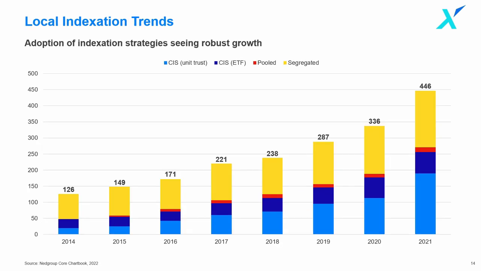Locally, we're seeing the same thing, and this is the adoption of indexation strategies within the South African market across both the retail market, which would be CIS in both unit trust and exchange-traded fund form, as well as in the institutional market, which would be life-pooled and segregated. And you can see the rapid growth we've seen over the last few years with the indexation market in South Africa making up 446 billion rands in assets under management at the end of 2021.